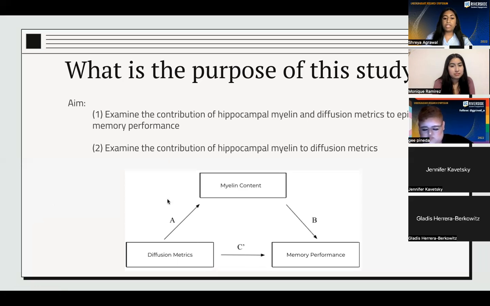So that kind of sets up this image over here, which is the relationship between diffusion metrics and memory performance. We basically wanted to see where myelin plays a part in that. We wanted to see if diffusion metrics capture myelin within those images and if it helps to explain the relationship between diffusion metrics and memory performance.